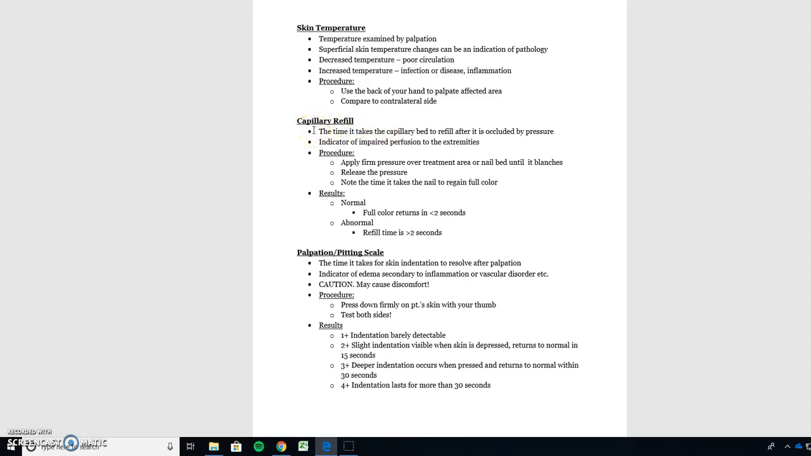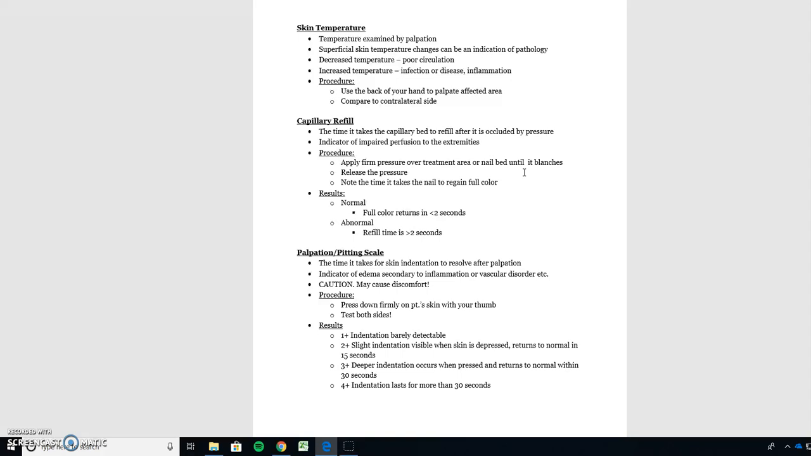Capillary refill, we're going to test this by either using the nail bed of either the fingers or the toes, or we can also do it in the treatment area that we're working on. So the capillary refill, we're looking at the time that it takes for the capillary bed in that area to refill after we've occluded it by applying some pressure. So this is going to indicate the amount of perfusion to the extremity. That means, is there enough blood supply, is it adequate blood supply to the area where we're applying our modality, which is important. So we're going to do this by applying a firm pressure over the treatment area or the nail bed, whichever area we're doing, until the skin blanches, so it turns white.